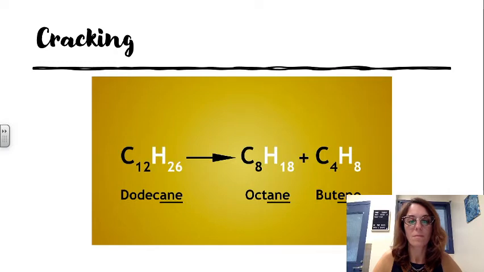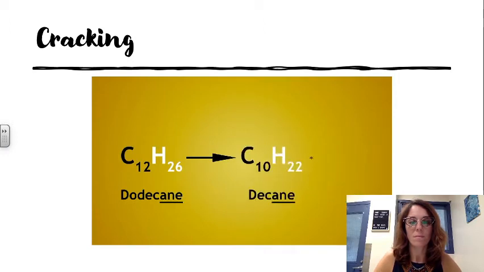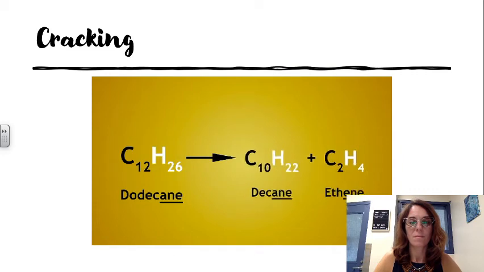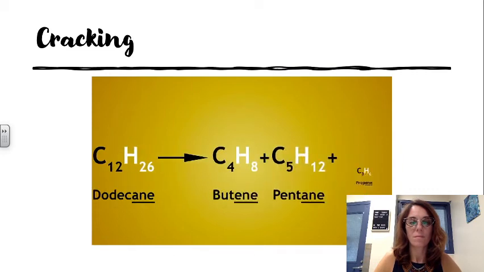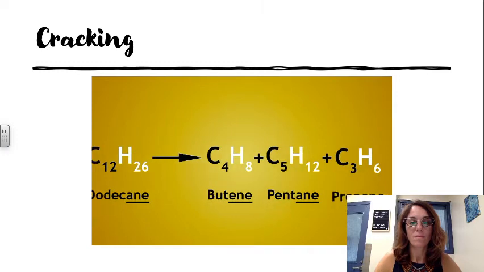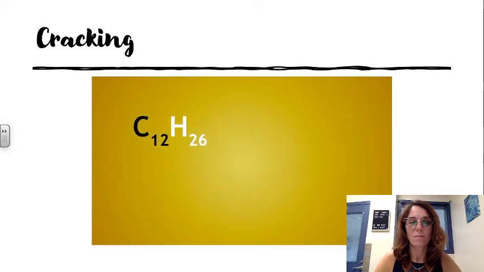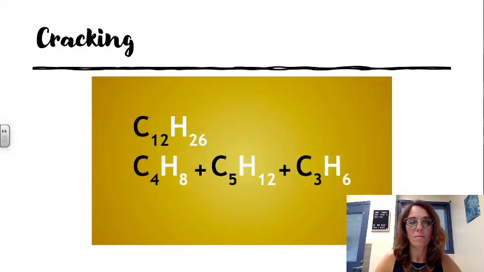There isn't a set way that these molecules are broken down. In fact, C12H26 could also be broken down into decane and ethene, or even butene, pentane and propene, as these equations show. The large hydrocarbon is broken down in quite a random way. Just note that in each equation, of course, since we had 12 carbon atoms and 26 hydrogens going into the reaction, the same must come out.